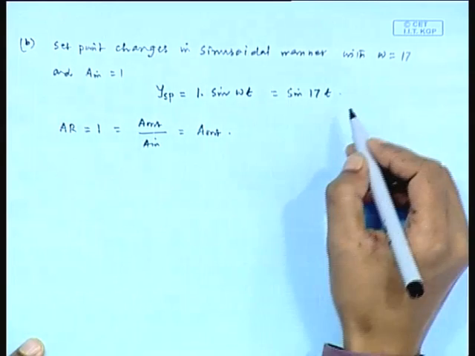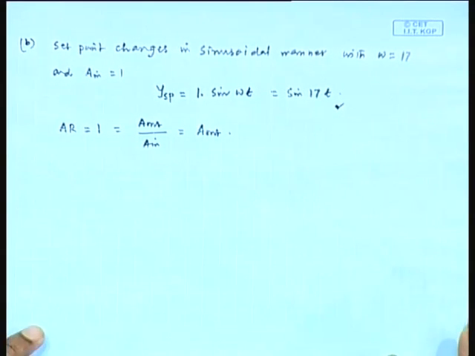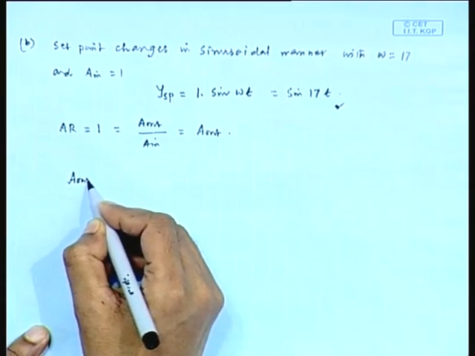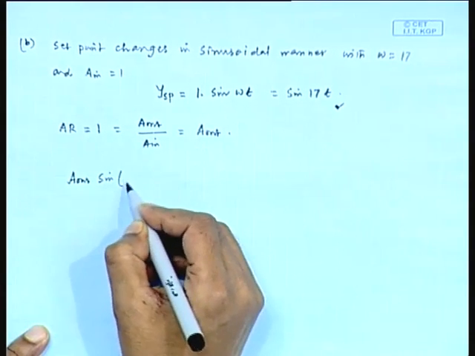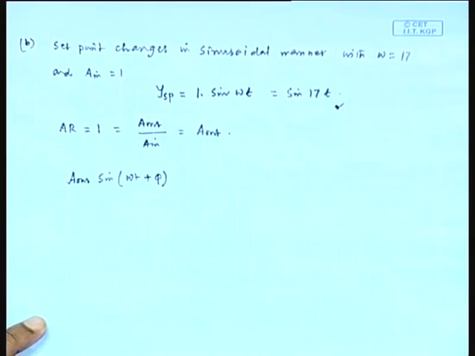So, if the input is changed in sinusoidal manner, what is the output? Output is A out sin of omega t plus phi. This is the output.